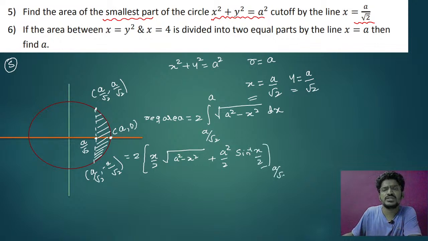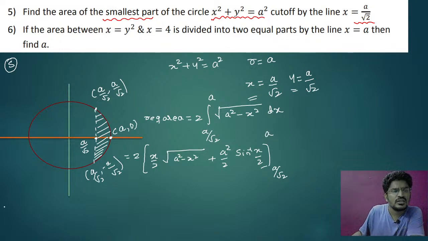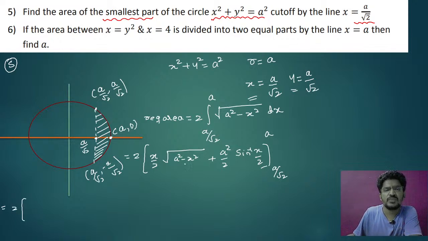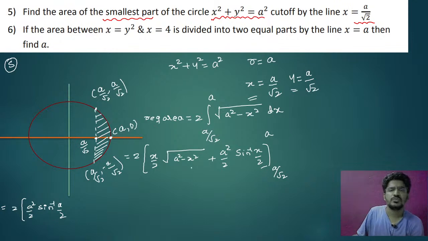Lower limit is a by root 2, upper limit is a. So now you just see, this will be equal to 2 times of, upper limit is a. If I put it here, this term becomes 0. And then a square by 2 sin inverse of a by a. So this is upper limit. If I put upper limit here, a square minus a square will be 0, so cancel this. Then a square by 2 sin inverse, upper limit minus lower limit.